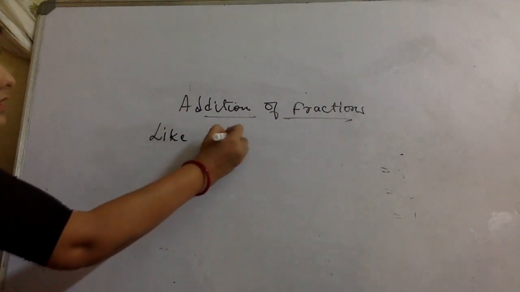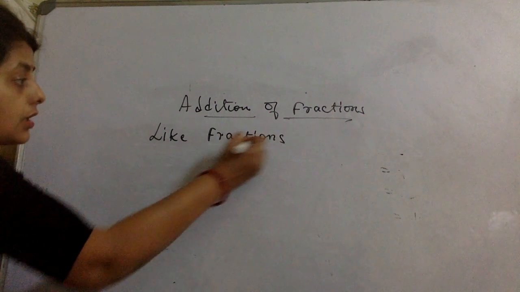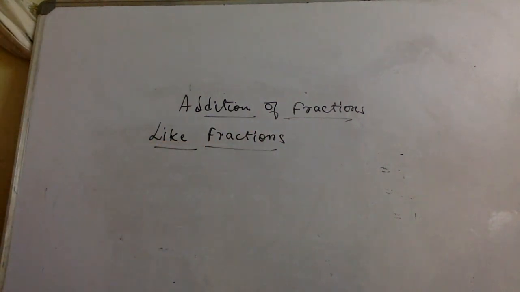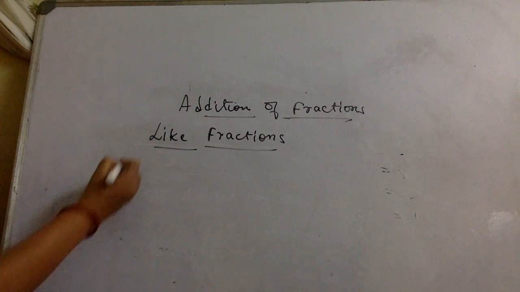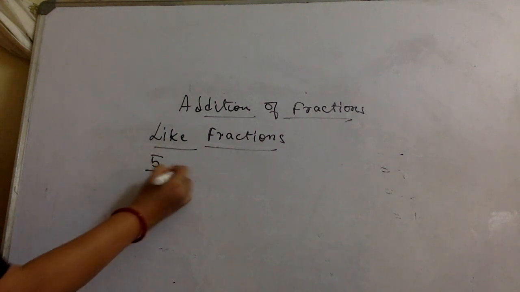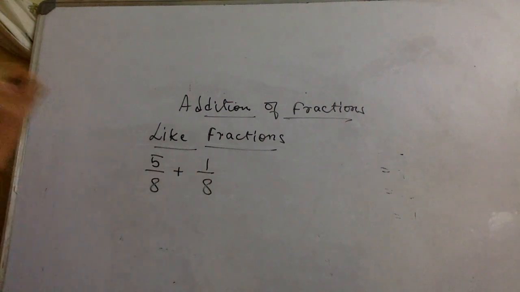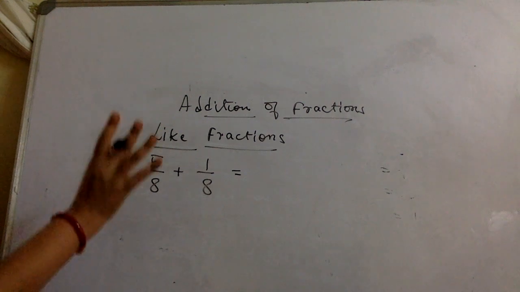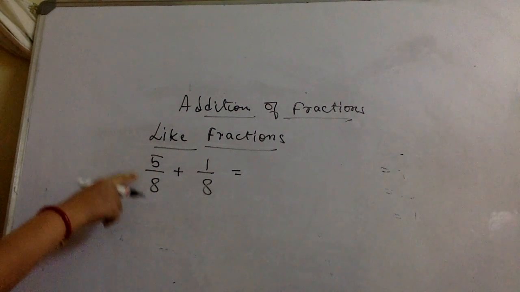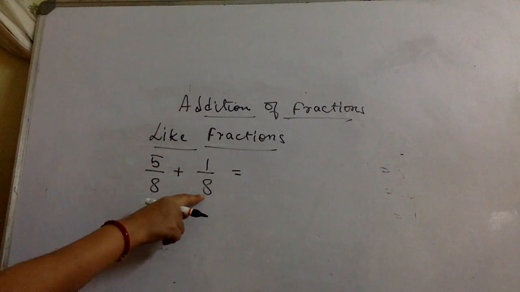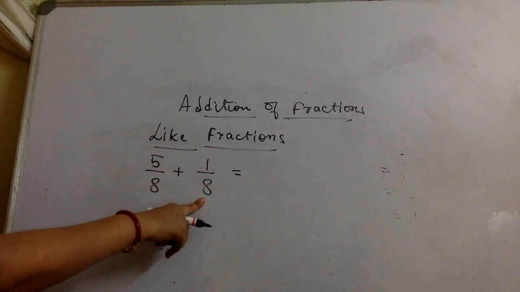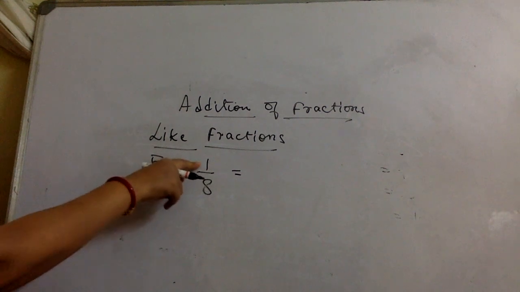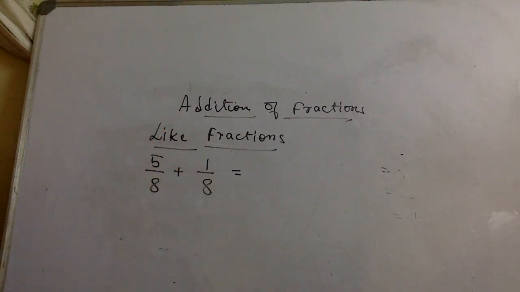Like fractions. Now, if you are confused about what like fractions are, those fractions which have a common or the same denominator, like you have here. This is very simple. Now it simply means this was one cake which was cut into 8 pieces. Out of that 5 pieces are taken, and here another cake, same size, cut into 8 pieces, and you are taking one piece out of it.